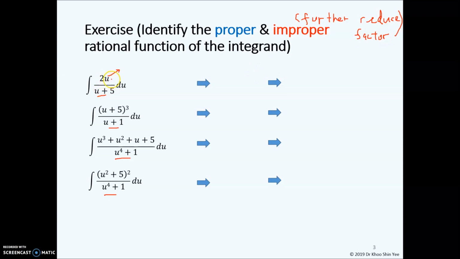For the first case, you can see that 2u at the top has degree 1, and the highest degree at the bottom is 1 as well. So this is an improper case, and we can further reduce it. For this case, although the u here is to the power of 1, you have to be careful. This is u to the power of 3, so the highest degree is 3, and at the bottom the highest degree is u to the power of 1. So this can be further reduced, right? So this is improper as well.